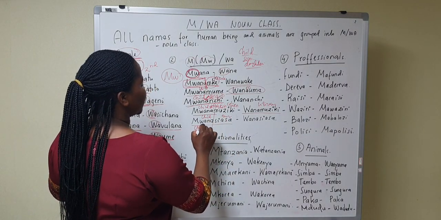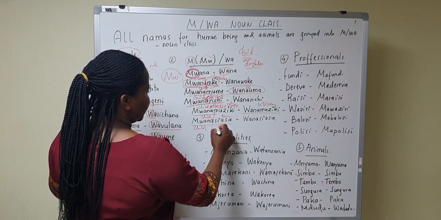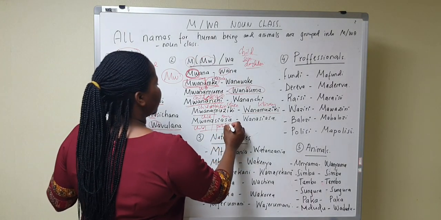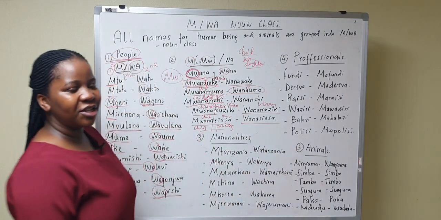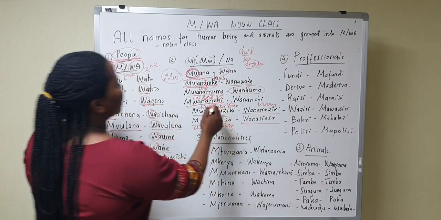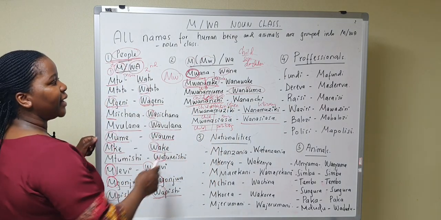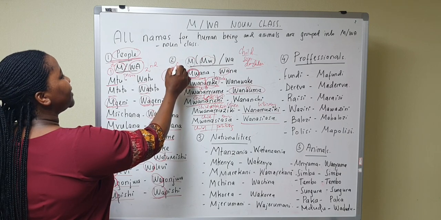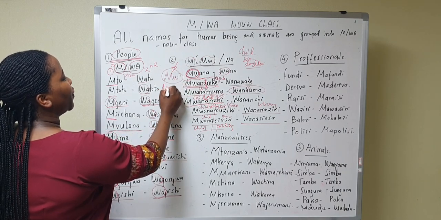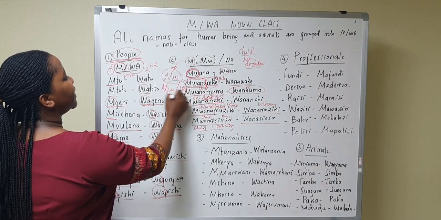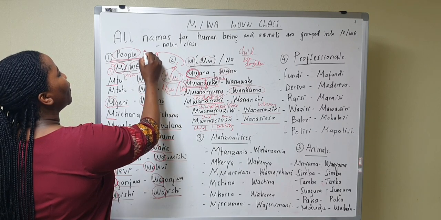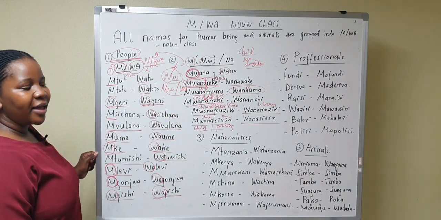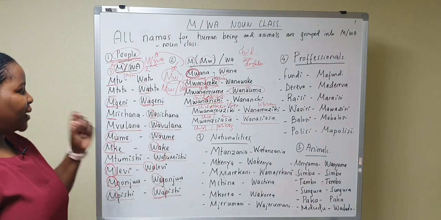Mwanasiasa. Mwana means a child, and siasa, politics. That means a politician, okay? Wanasiasa, politicians. So this also is a group, a name for the people. The difference is that the first class is MW, and the second class is WA, but they are included in group class 1 and 2, which is grouped into the wa noun class.